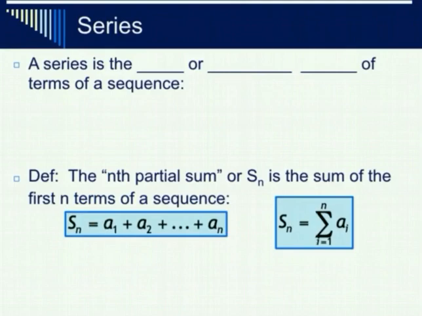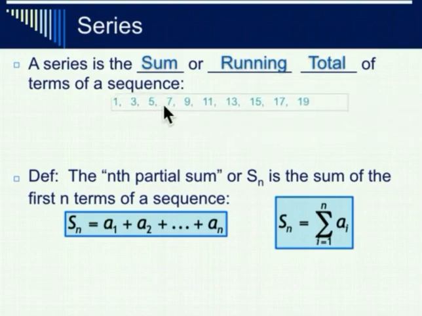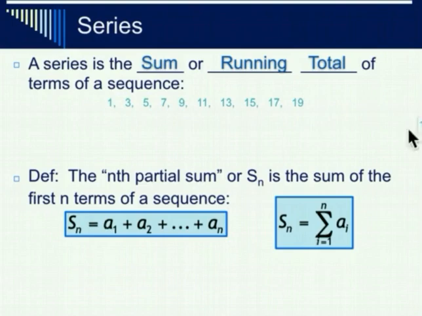Another important idea with regards to sequences is a related idea called a series. A series is a sum or a running total of the terms of a sequence. An example of that: here are the odd numbers that we had earlier. If I was interested in adding up the odd numbers and producing a new sequence, that would be called a series. And so the first number would just be 1.